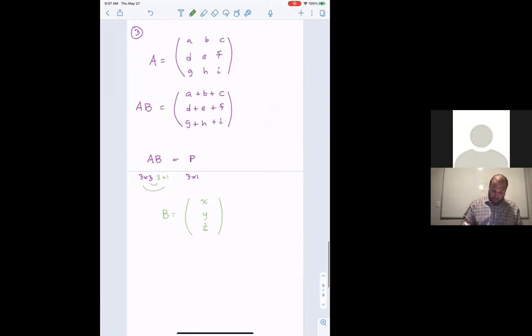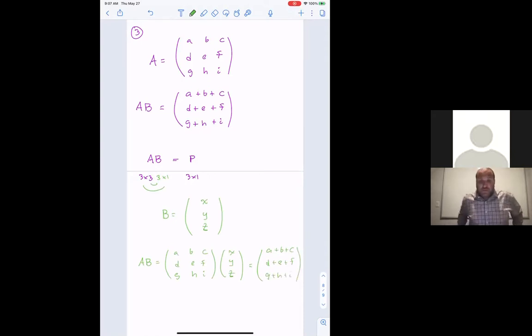Well, what I do know is that if I multiply A times B, which is A, B, C, D, E, F, G, H, I, times the currently unknown X, Y, Z, I get A plus B plus C, D plus E plus F, G plus H plus I. Now, we will later learn techniques for solving this, but we haven't learned them yet. So there has to be a trick. And it's not really a trick so much as an observation.